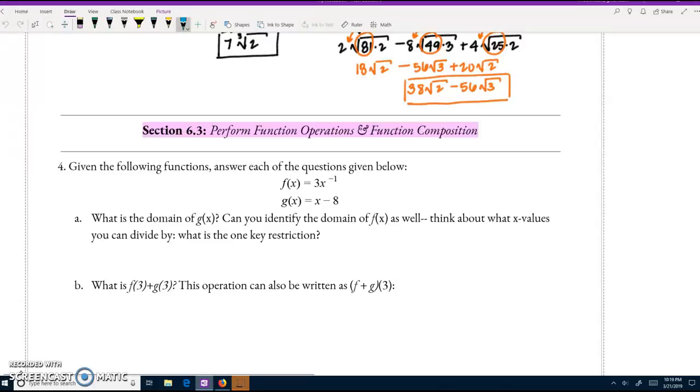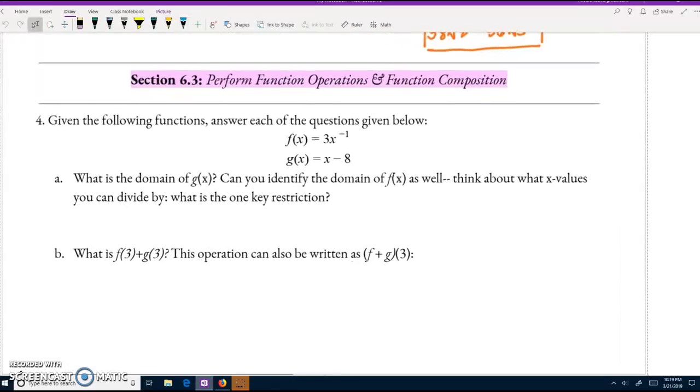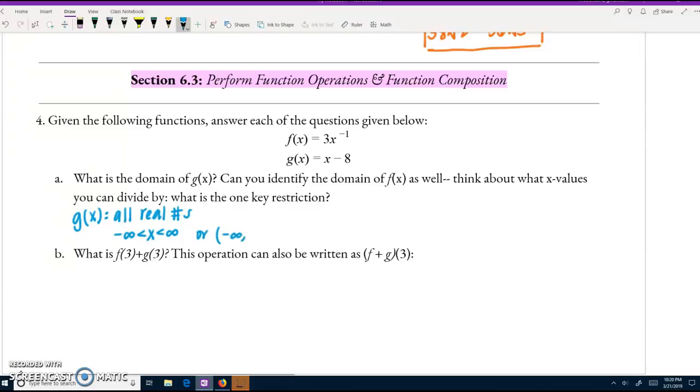So first up it says, what's the domain of g of x? Well, g of x is just a linear function. And any kind of polynomial is going to have a domain from negative infinity to positive infinity because you can plug any x value into those equations. So for g of x, remember that you have a couple of options for writing that. We can say all real numbers, or we can use inequality notation and say that our x values will fall between negative infinity and positive infinity, or we can use interval notation and say that exact same thing. So that's g of x.